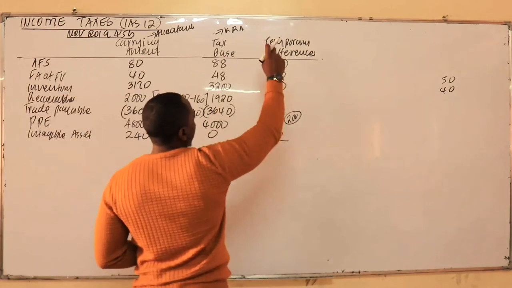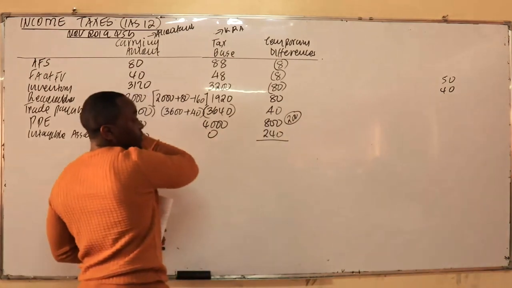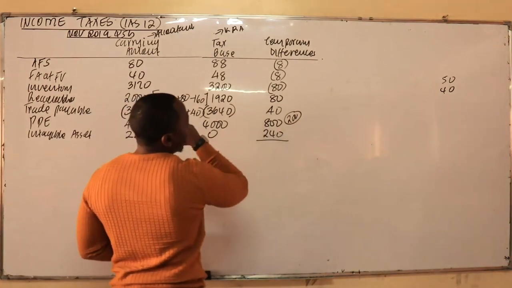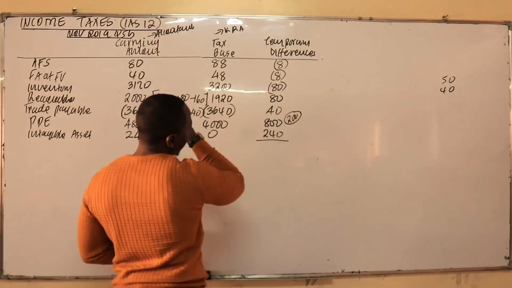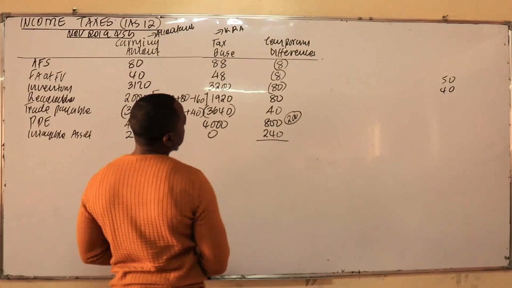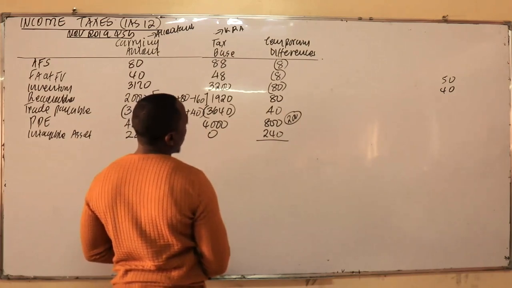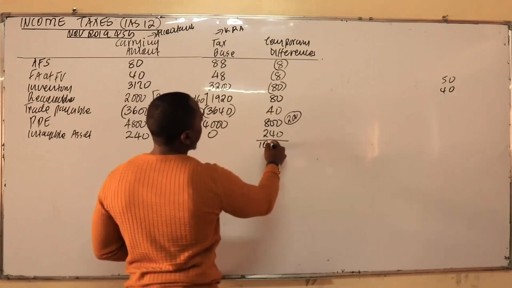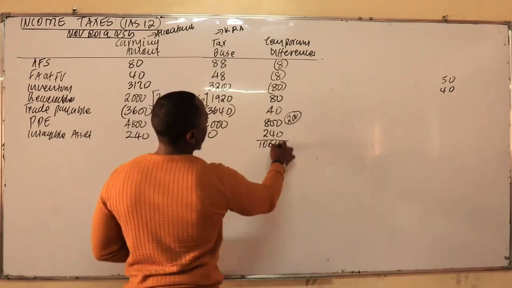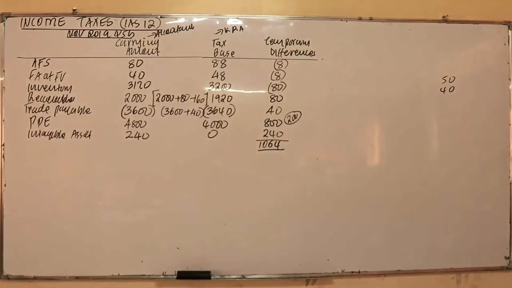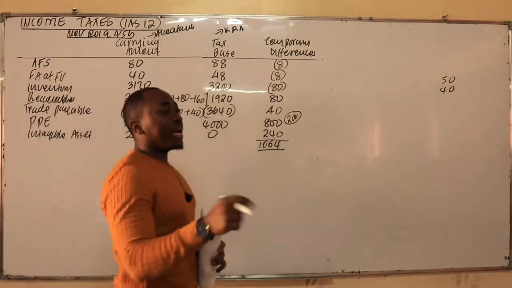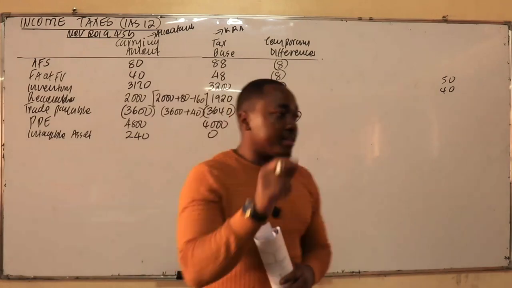That will set off. Eh? 8. You get 10? 1064, eh? Yeah. If you get a positive, that's what you call a net taxable temporary difference. If you get a total which is negative, it becomes a net deductible temporary difference. Now, this is what will happen.